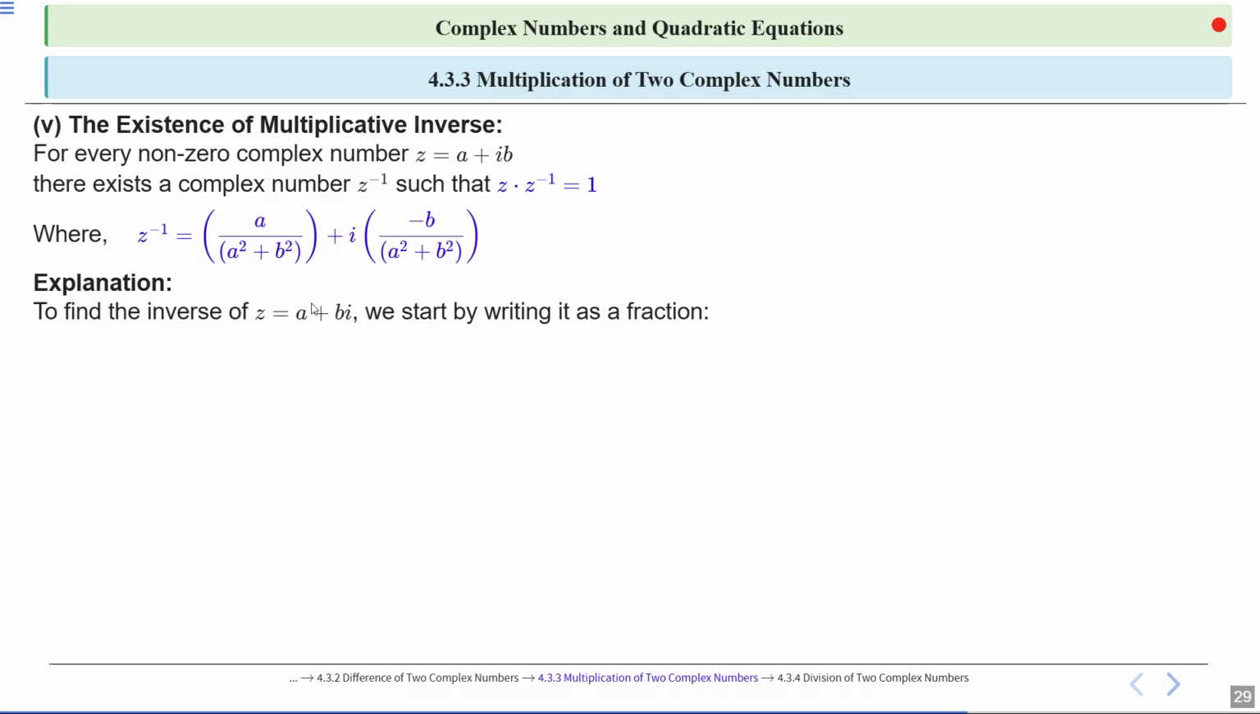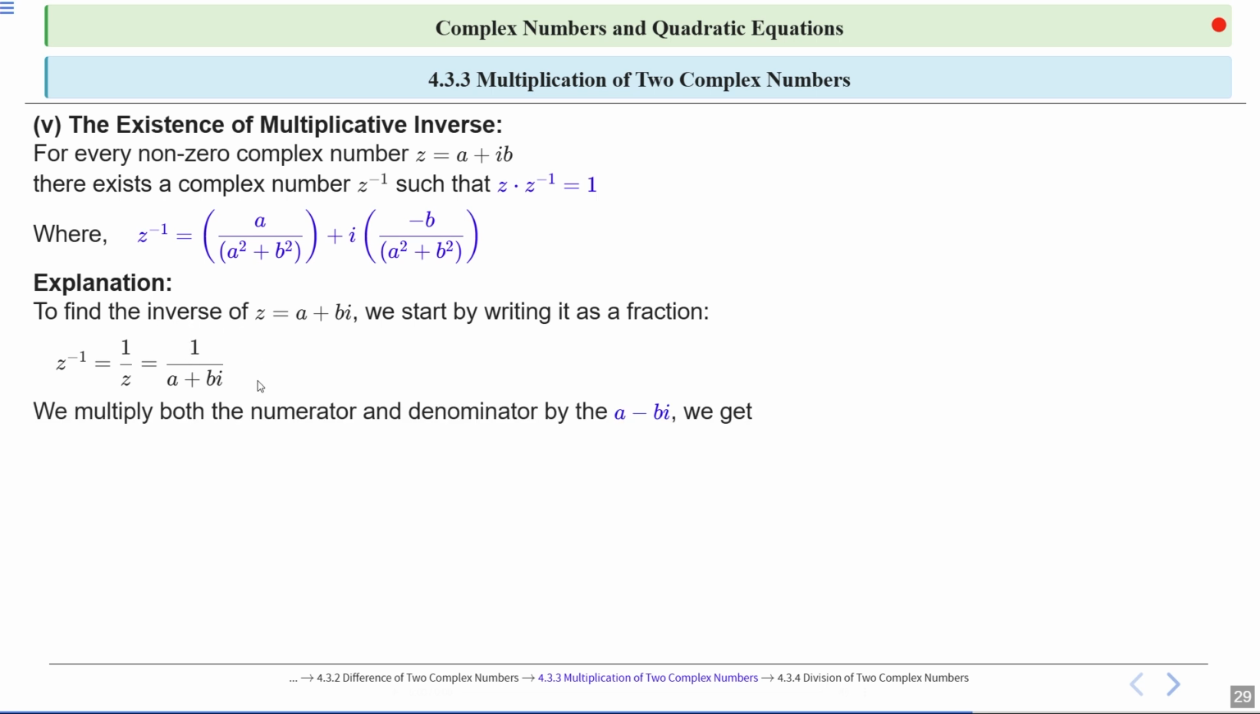To find the inverse of z equals a plus b iota, we start by writing it as a fraction. z inverse equals 1 by z, which equals 1 divided by a plus b times iota. We multiply both the numerator and denominator by a minus b times iota. Then we get z inverse equals 1 divided by a plus b iota times a minus b times iota divided by a minus b times iota. This is equal to a minus b times iota divided by a square minus b iota whole square. This is equal to a minus b times iota divided by a square minus b square times minus 1, since iota square is minus 1.